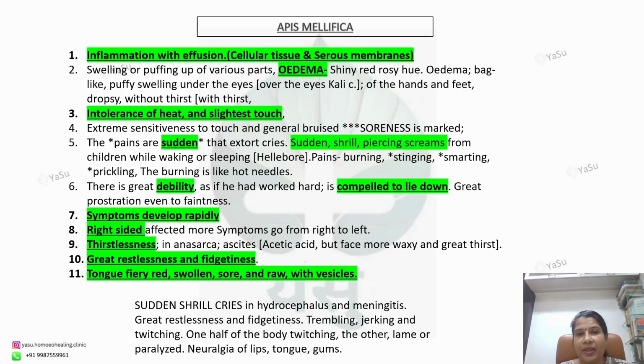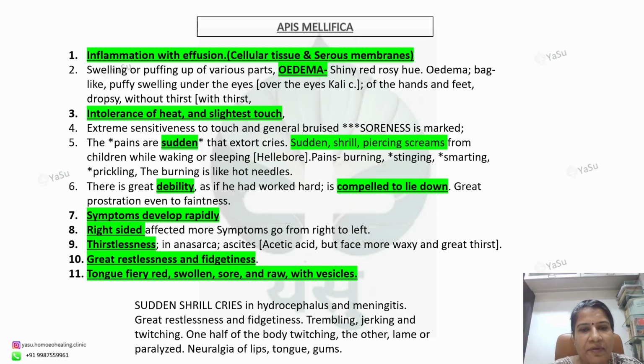Pains are sudden that extort cries. Sudden shrill piercing screams from children while waking or sleeping. Pains are burning, stinging, smarting, pricking, and the burning is like hot needles. There is great debility as if he had worked hard and is compelled to lie down. Great prostration even to faintness. Symptoms develop rapidly. See, suddenly there is a sudden appearance of the symptoms, and the progress also is very fast.